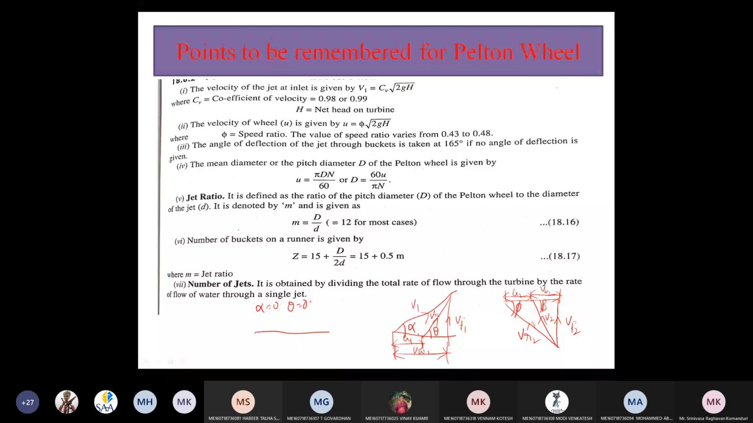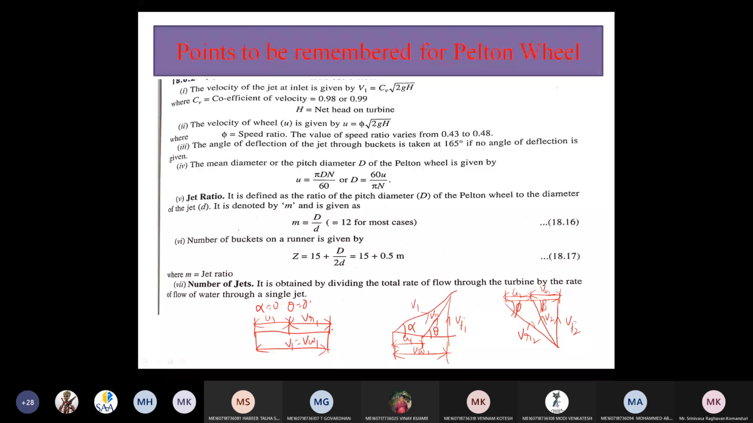So from here to here it is V1, and up to some distance we have U1. V1 is equal to VW1, and from here to here is VR1. So the inlet velocity triangle becomes a straight horizontal line because of tangential flow. Tangential flow means alpha is equal to 0, theta is equal to 0, tangent to the Pelton wheel. It was already seen yesterday.